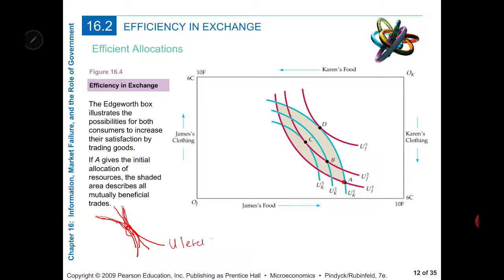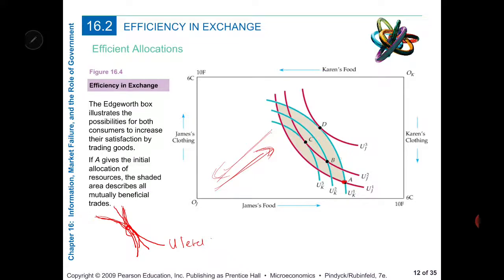That means you want to reach the maximum point possible for Karen on this side, and then the maximum point possible for James as far as we can towards the right-hand side, above. So the green one should be the furthest up, and then for Karen the point should be furthest pink. So A is clearly not efficient. That's where they started.